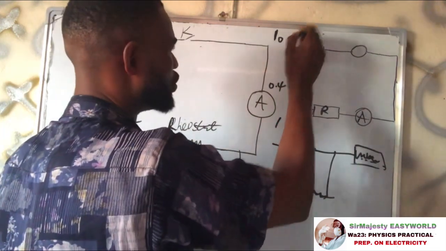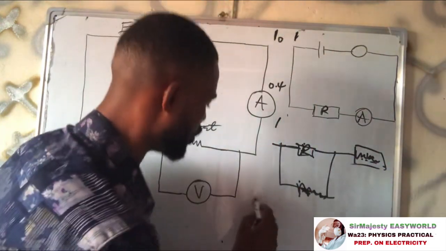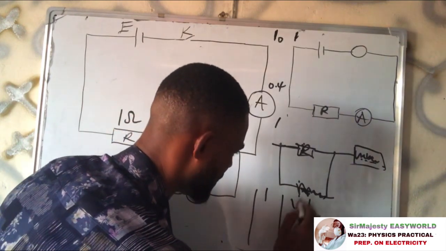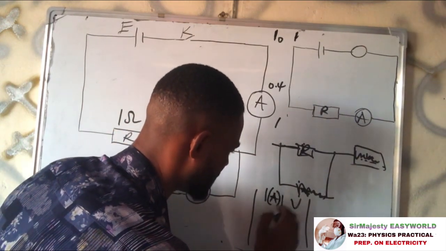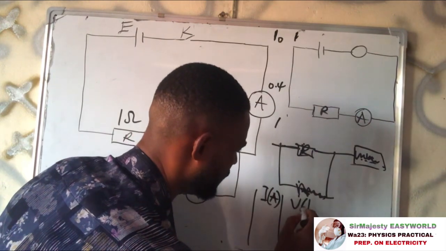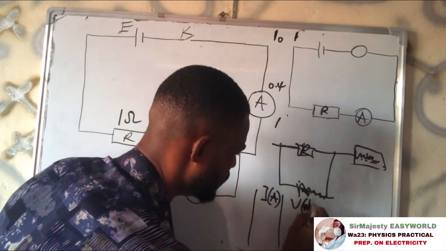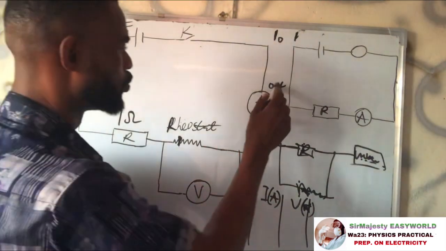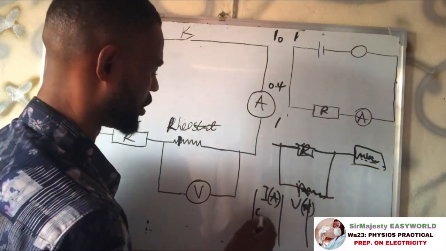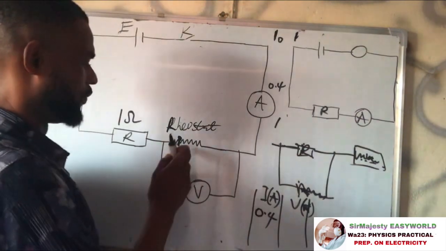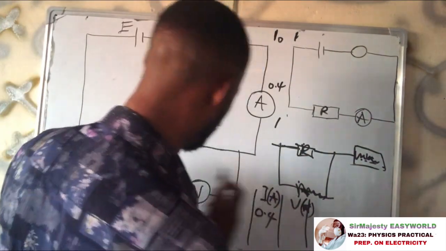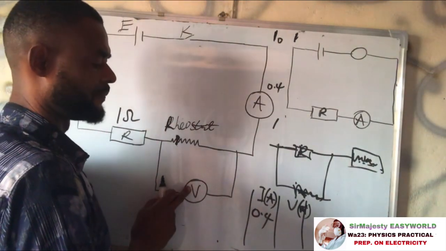I on its own will have a column in the table. You have your I and you have your V. I in ampere, current is in ampere, and your V, voltmeter, in volts. So now, by this time, this one records 0.4 ampere. You stop adjusting the rheostat. Then take a reading of this voltmeter at that particular point in time.